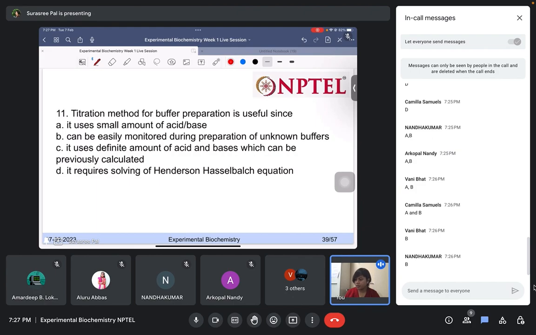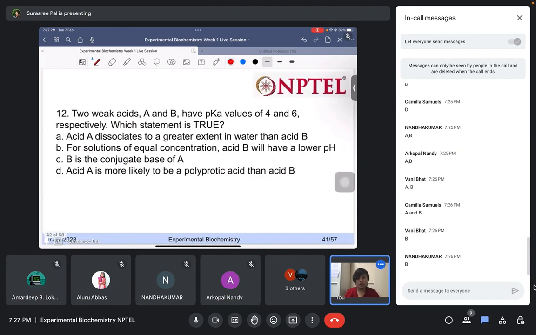So the correct answer here is that titration method is particularly useful when preparing any unknown buffer solution, because you don't know how much of the buffer or the acid or base you need to add. So which is why it is very useful to use titration method in this case. Okay, next question.